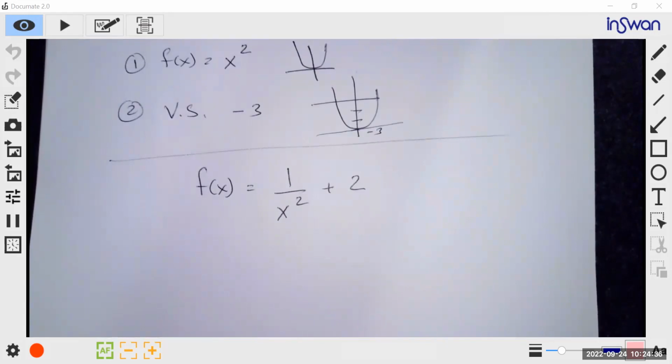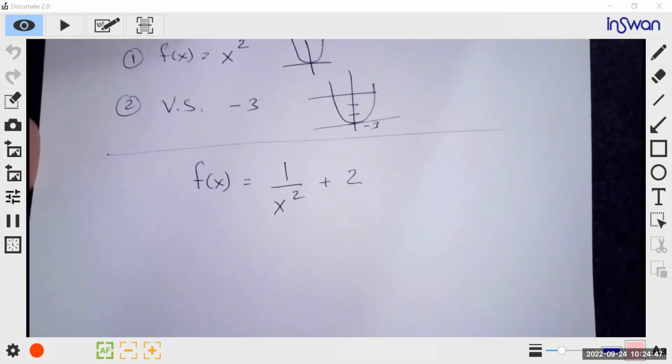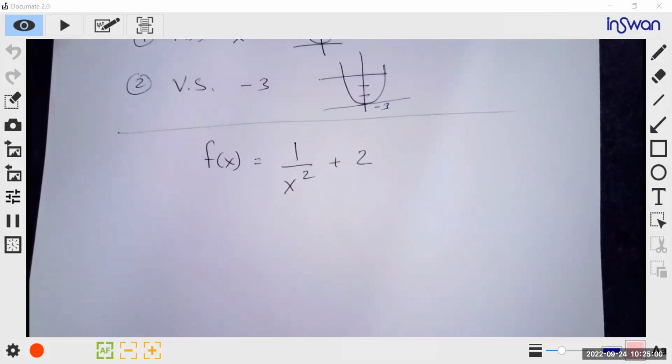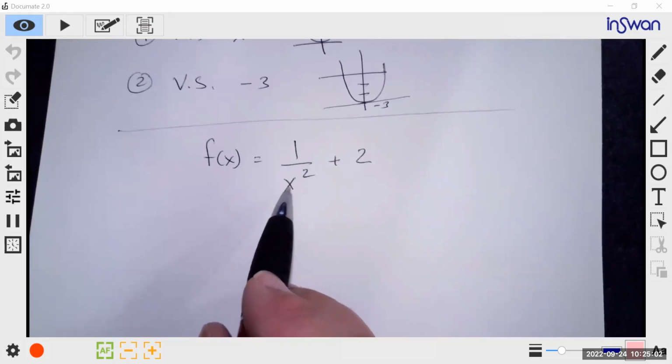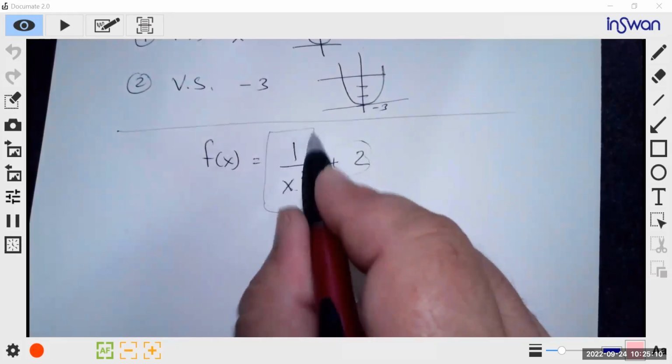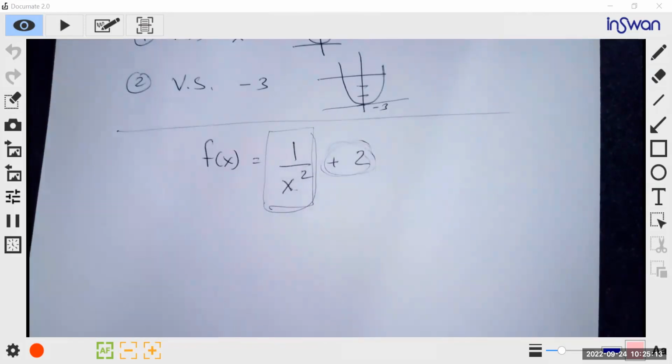How about that one? 1 over x squared plus 2. Oh, I always hated these. Yeah, again, it's the fraction, so we use a lot of these. Is there a horizontal shift? No. Do you see x inside a parenthesis or anything that has a plus or minus after it? No. So there's no horizontal shift. This is outside the function. The function is right here. This is outside, so it's a vertical shift.